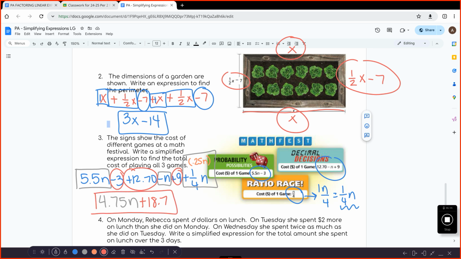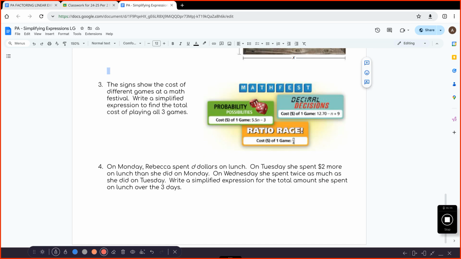And then our last example, we have here on Monday, Rebecca spent $D on lunch. On Tuesday, she spent $2 more on lunch than she did on Monday. On Wednesday, she spent twice as much as she did on Tuesday. Write a simplified expression for the total amount she spent on lunch over the 3 days. So total amount means that you need to add. So we're going to add Monday's amount plus Tuesday's amount plus Wednesday's amount.